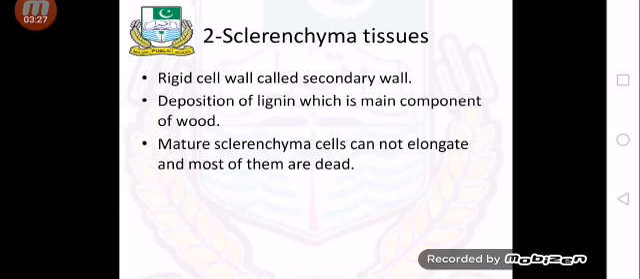Mature sclerenchyma cells cannot elongate, means they are not growing anymore, and most of them are dead, as the wall is secondary and nothing can pass inside and outside, and this results in the death of the cells.